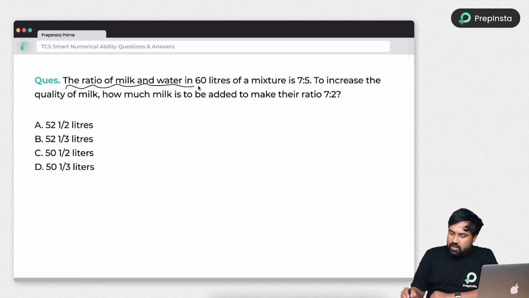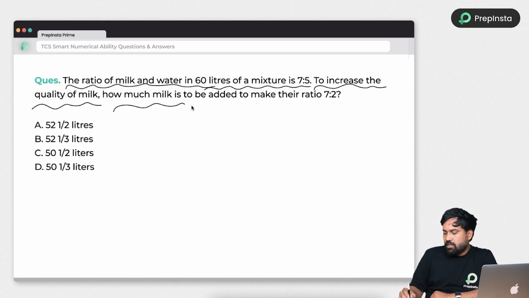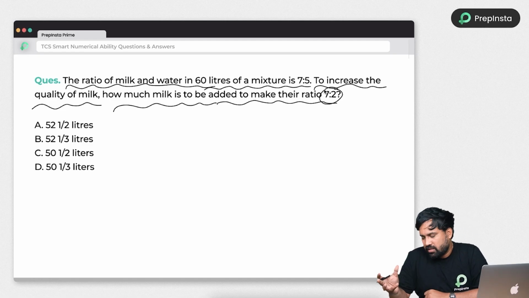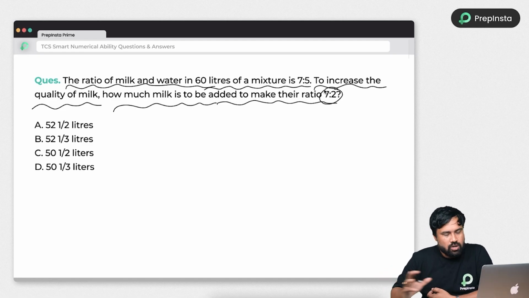The ratio of milk and water in 60 liters of mixture is 7:5. To increase the quantity of milk, how much milk is to be added to make it 7:2? Guys, don't make this type of problems a bit complex. You can solve it in 1 minute with a regular approach.